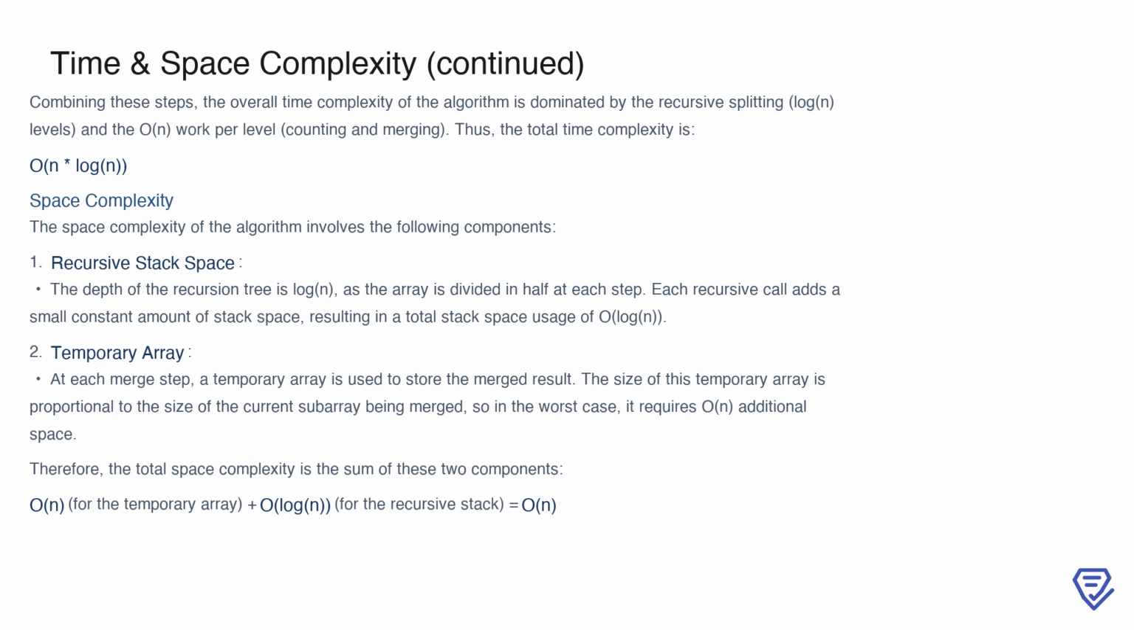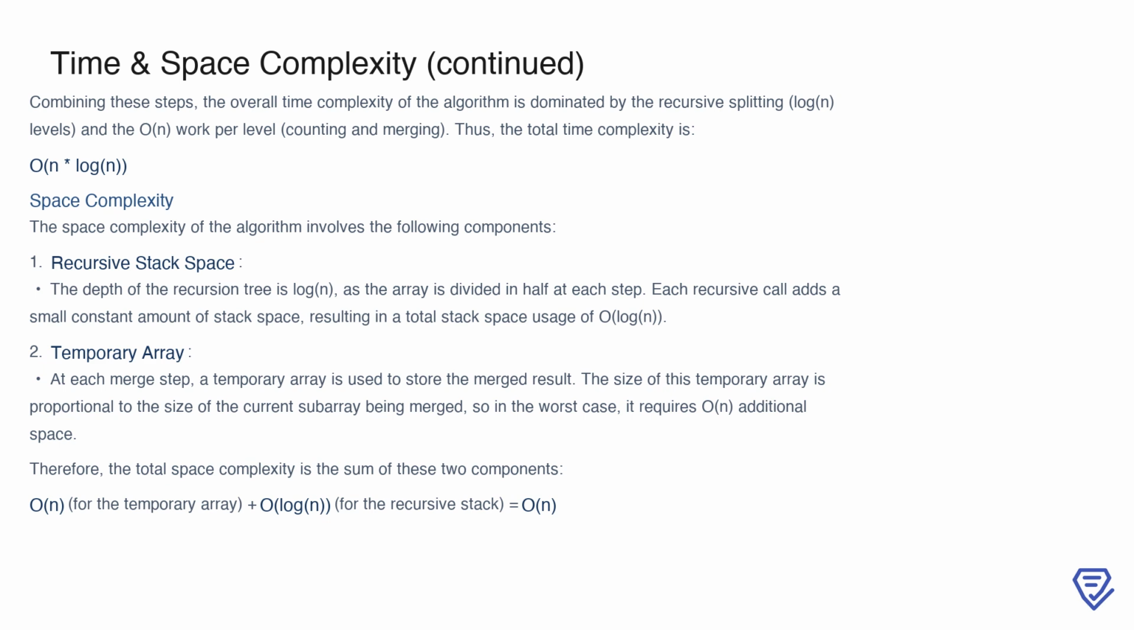Now, looking at space complexity, there are two components to consider. First, the recursion depth is log n, so the recursive stack space usage is log n. Second, each merge step requires a temporary array to store the merged result, and its size is proportional to the subarray being processed, requiring n space in the worst case. When we sum these two components, the overall space complexity becomes n, due to the dominance of the temporary array space usage.